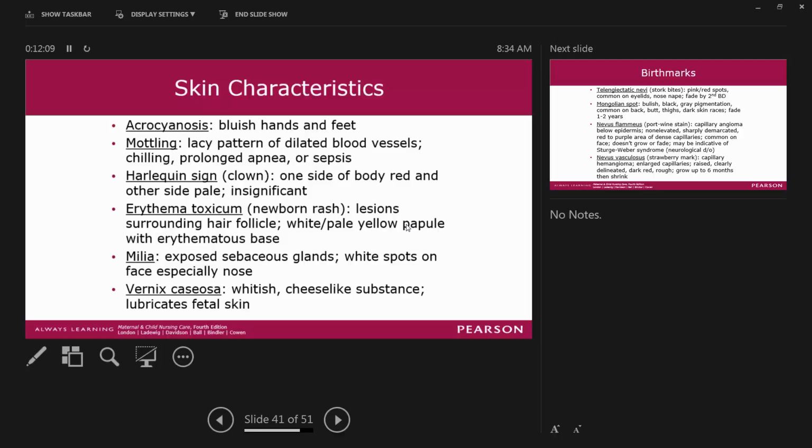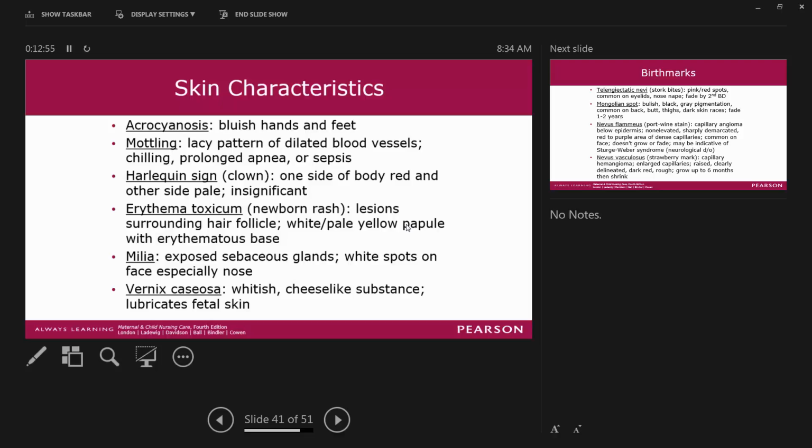Erythema toxicum is what we call newborn rash. So those are the little tiny, they look like little pimply things. It could be on their legs, it could be on their face, little whitish, yellowish papules that look like little pimples, okay? That's newborn rash. That is a normal finding, and then within a week or so, those should clear up, okay? Milia is, if you've seen a newborn baby, on the nose, you can see little white pores on their nose. That's called milia. Those are the sebaceous glands.